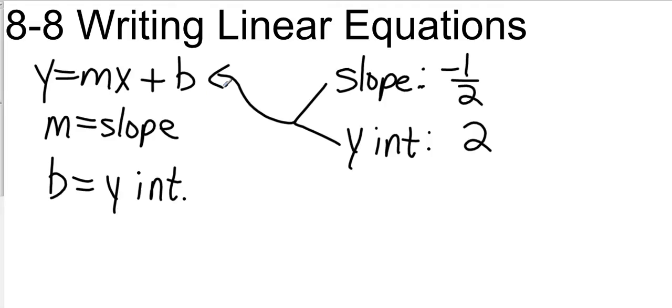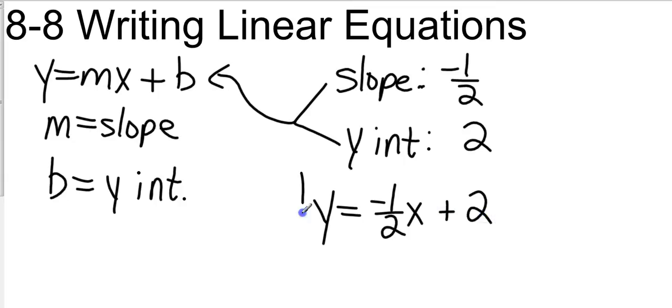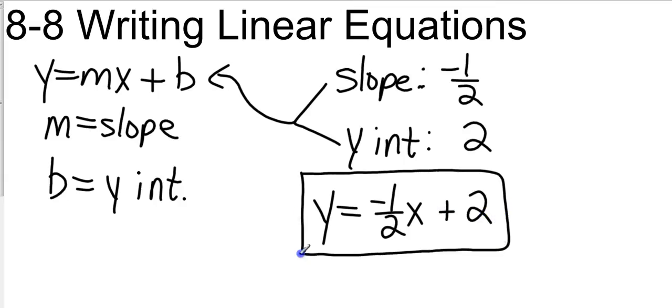And so we know that slope is m, so I'm going to always start with y equals, and instead of m, I'm going to have -1/2 and put my x. And then my y-intercept is at the end. That's a 2, which is positive, so I would put +2. So the equation for slope of -1/2 and y-intercept of 2 is y equals -1/2x plus 2.